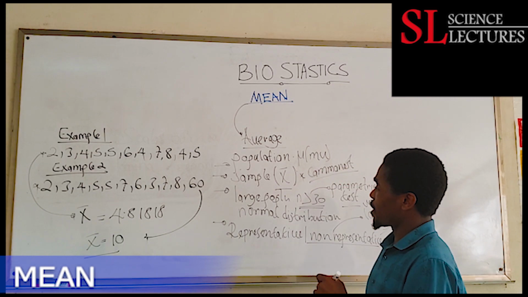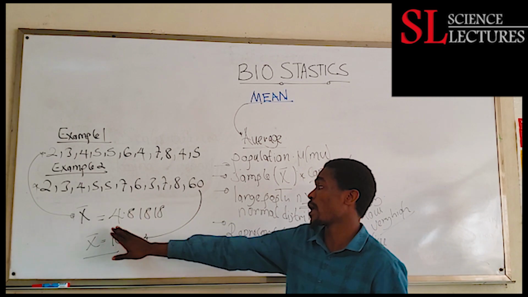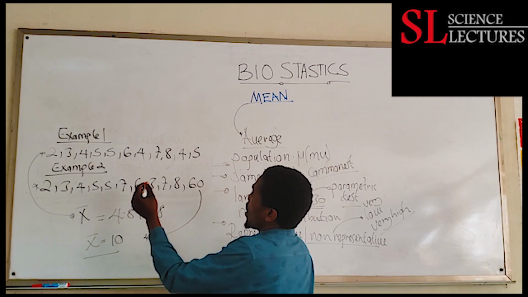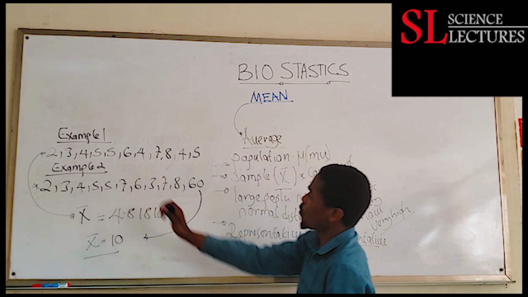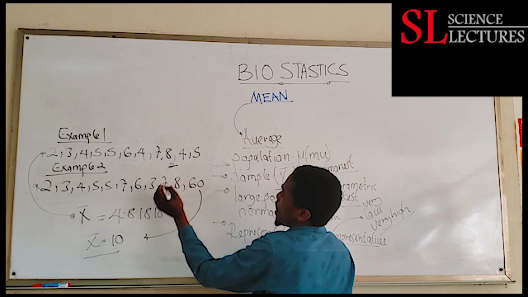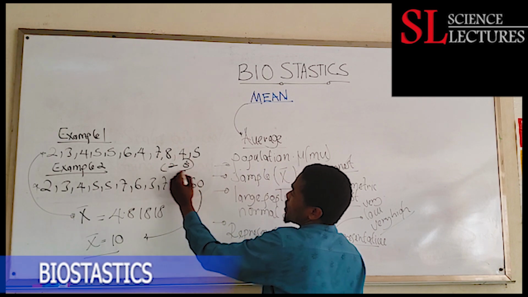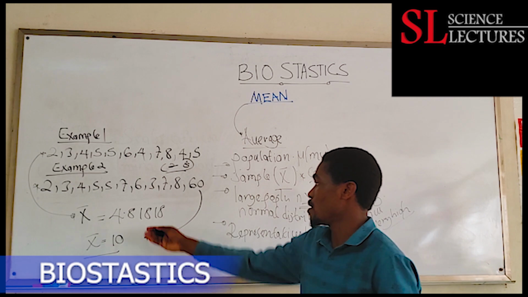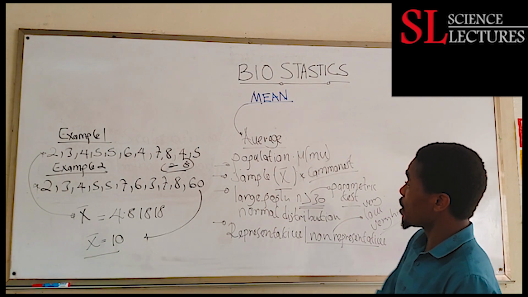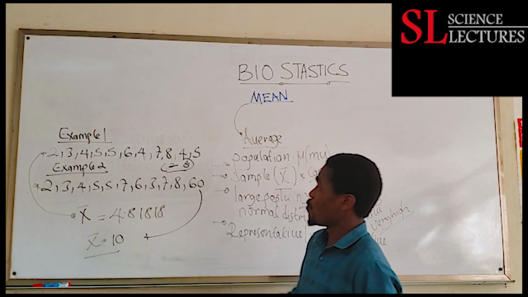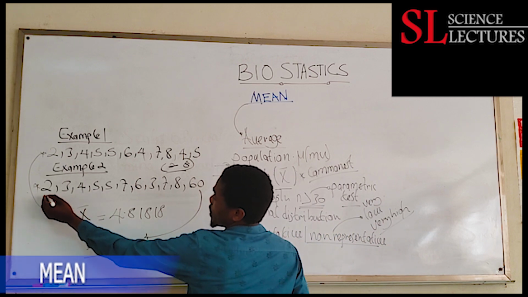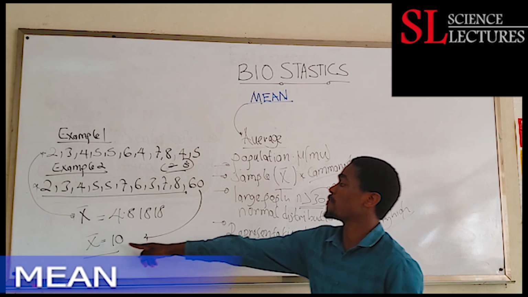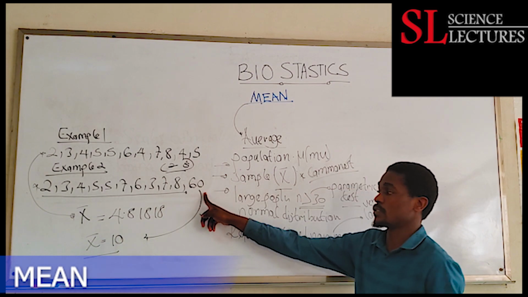And if you're keen, for example 1, you're seeing we are getting 4.818. It falls around the region of, because the lowest number in example 1 is 2, and the highest number is 8. So at least it's a reasonable mean if we are to guess. Then for example 2, we are seeing that along this data set, we have an 8 somewhere there, but we have a mean of 10, and we have a value which is 60.